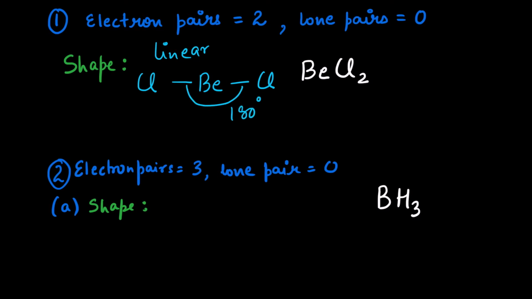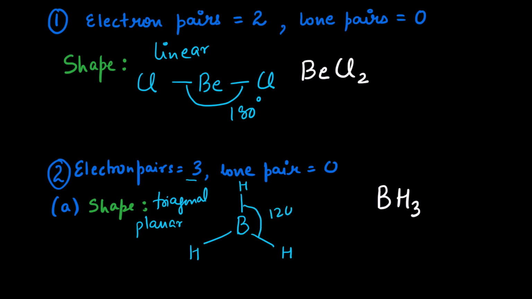Let's work on electron pair corresponding to 3. For example, the BH3 molecule. When the 3 bond pairs are as far as possible, the shape acquired will be trigonal planar, where the bond angle is 120 degrees.